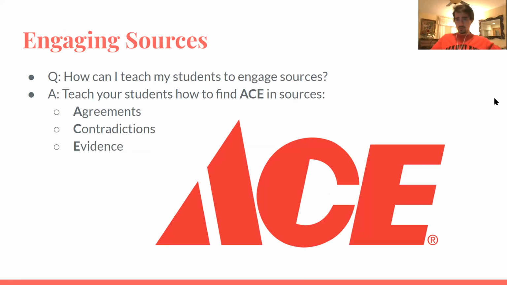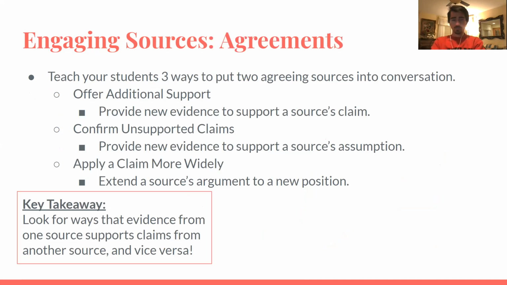And now we're going to move into engaging sources. And for engaging sources, the three things that we're going to be looking for are agreements, contradictions, and evidence, or ACE. So the first thing is agreements. And for agreements, there are three main ways to look for agreements.